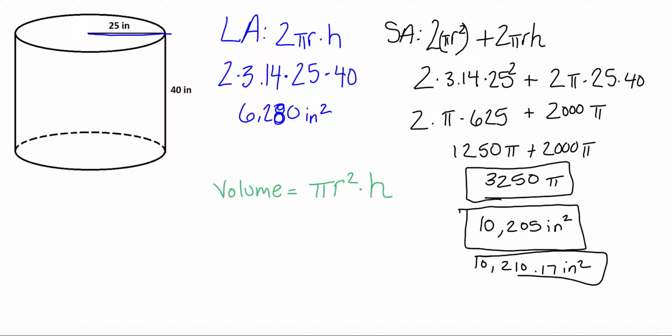If you were asked to use the pi key, you'd want the answer on the bottom. If you were asked to use 3.14, you'd want an answer like this. And if you were asked to solve it in terms of pi, you'd want an answer like this. Same thing can be true up here, but we don't often see that solve in terms of pi up here. All right, last but not least, let's move on to our volume.